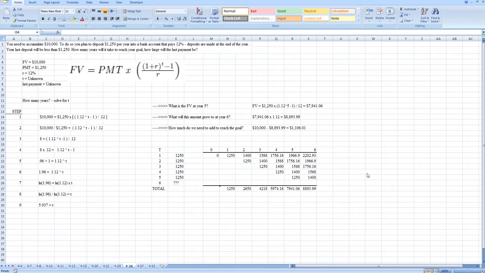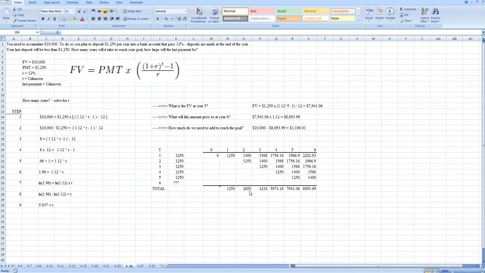What does this look like in a table? Well, we have nothing at year 0, and at the end of year 1 we deposit $1,250, but that's at the end of the year. So this amount only grows in year 2, so our initial deposit at time 1 will grow to an amount of $1,400 by year 2, and at the end of year 2 we're going to deposit another $1,250 for a grand total of $2,650.